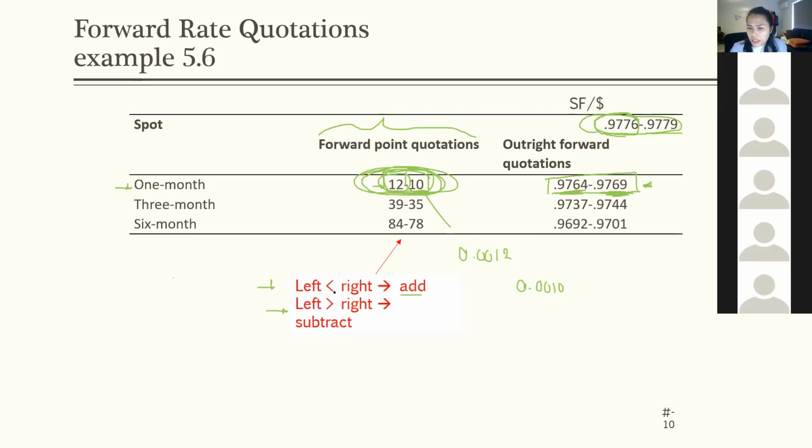So if the left is less than the right, I don't have an example here, but if the left is less than the right, then you want to add these basis points back to your spot exchange rate. Okay. So it's just quotation, it's nothing too complex, I think.